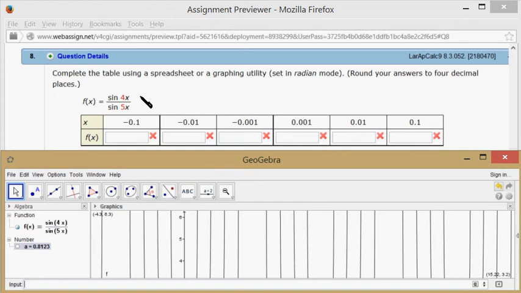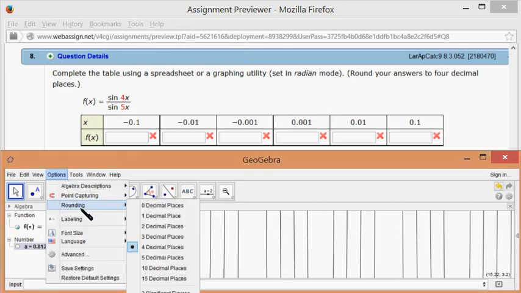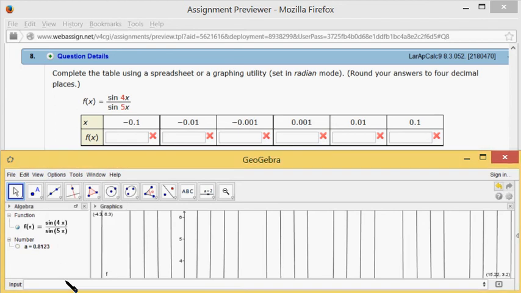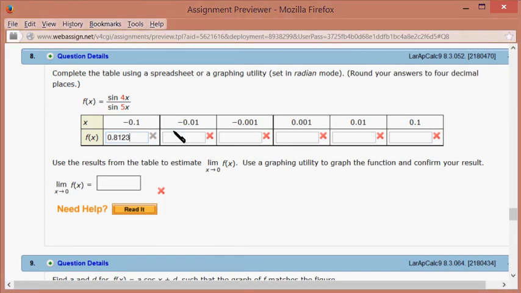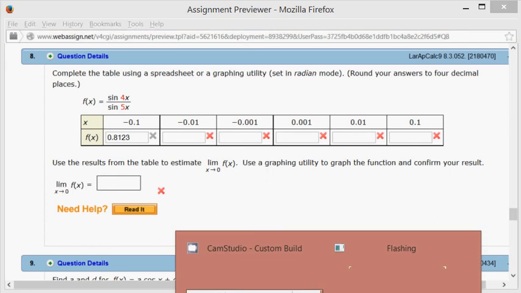This is correct to 4 decimal places, but if you want to change the rounding, you can go here and choose whatever decimal places you want. For this problem, 4 decimal places. So click on that, then you get 0.8123. How about negative 0.01?